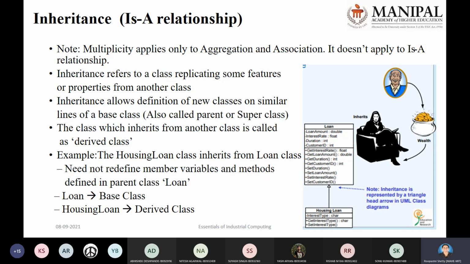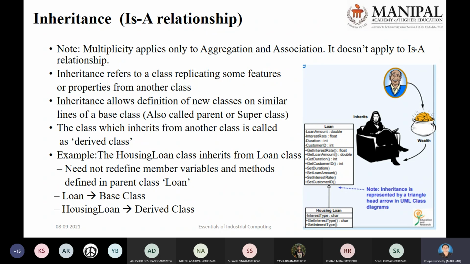The class which inherits from another class is called the derived class. That is, housing loan is inheriting the features from loan class. Hence, housing loan becomes the derived class and loan becomes the base class, or the super class or the parent class. So look at the example here.